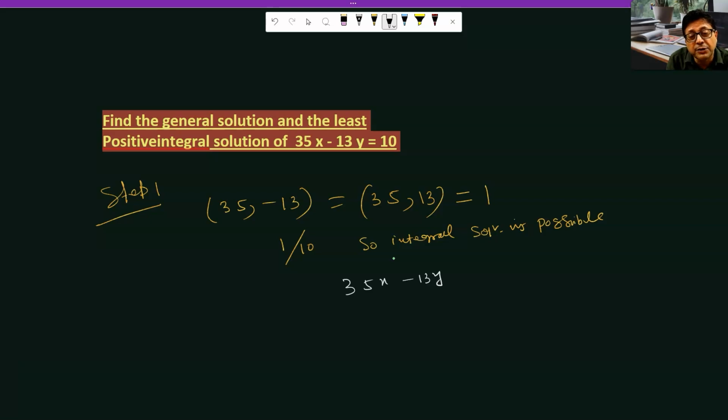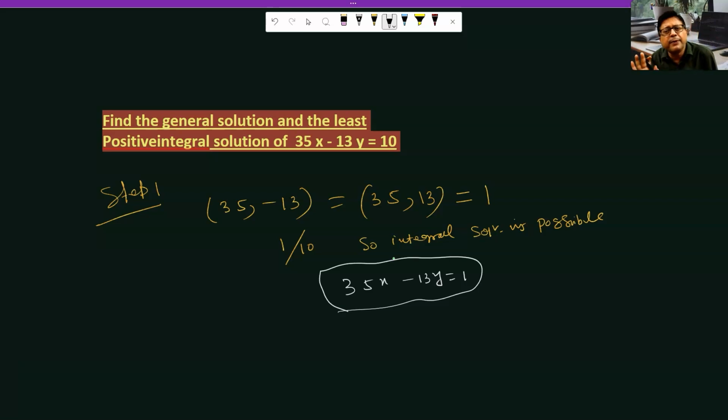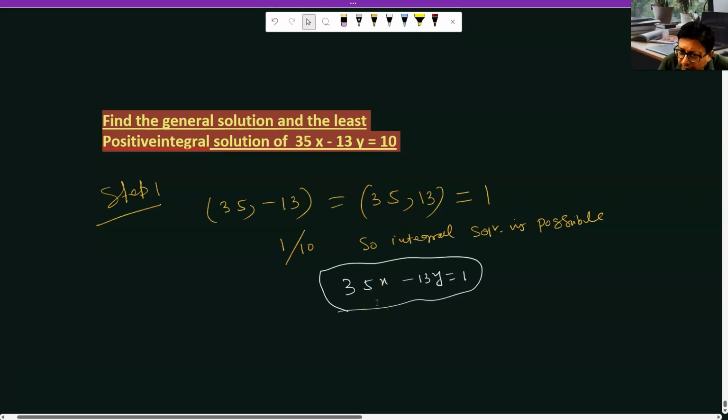35x minus 13y equal to 1. You agree or not? GCD of 35 and minus 13 is 1. So this equation has a solution, 35x minus 13y equal to 1. Clear? Then we will be using this equation. Multiply the right hand side by 10. What is the initial solution here? That is the question. Finding it will be easier. Keeping 10 over there will be problematic.